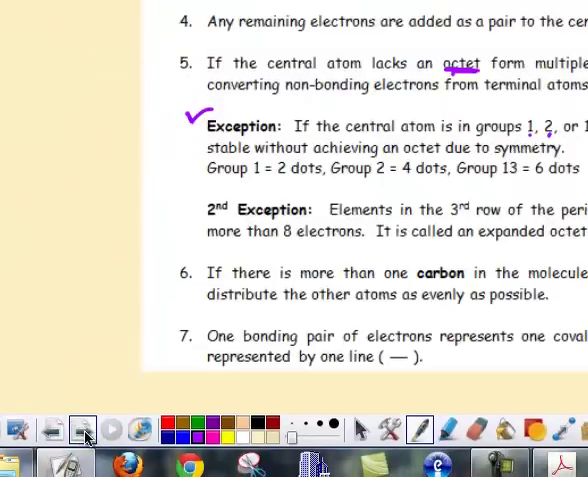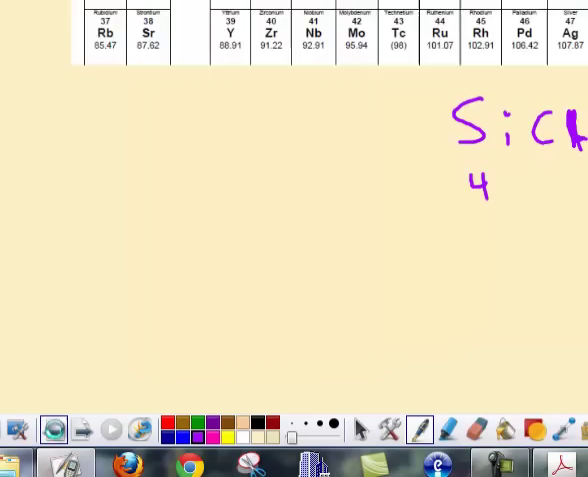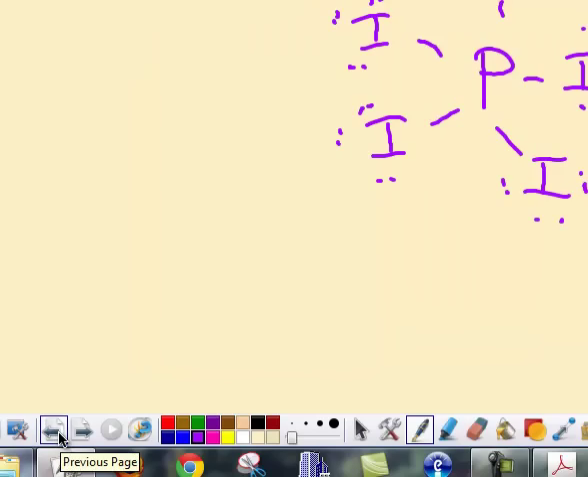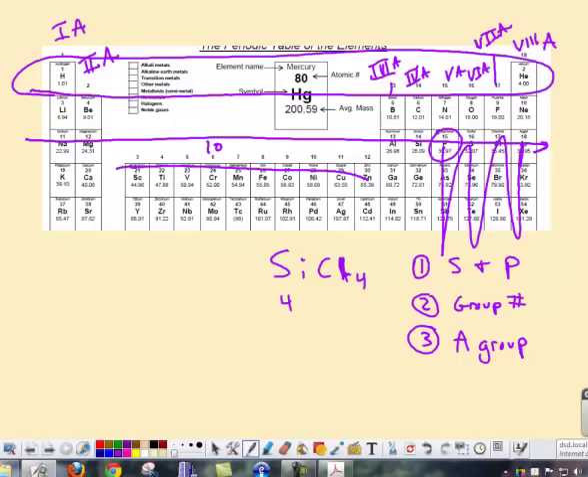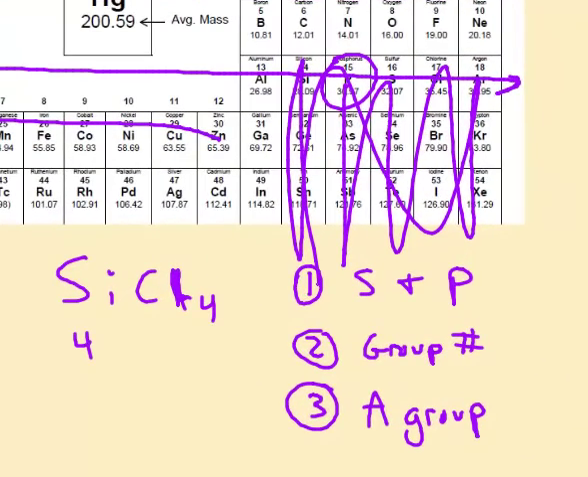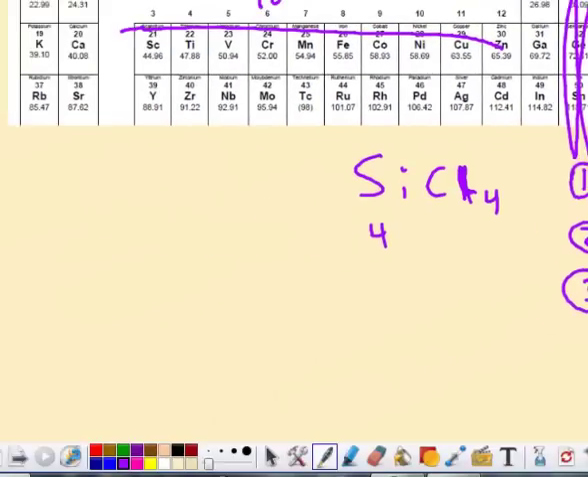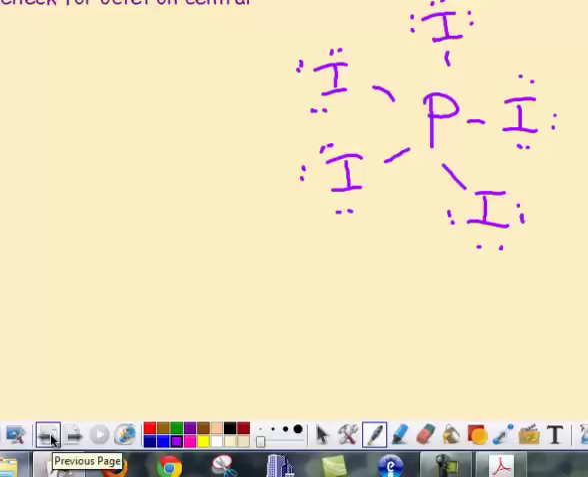And our last exception here: elements in the 3rd row of the periodic table and lower can have more than 8 electrons. It's called an expanded octet. So you can have an expanded octet if you are in the 3rd row of the periodic table. So the 3rd row, right across this row, there's phosphorus, so it applies, or lower. So these guys over here can actually have more than 8 electrons around them and be stable. Has to have at least 8, but it can have 8, it can have 10, it can even have 12. All right, so that is the last bit of the exception.